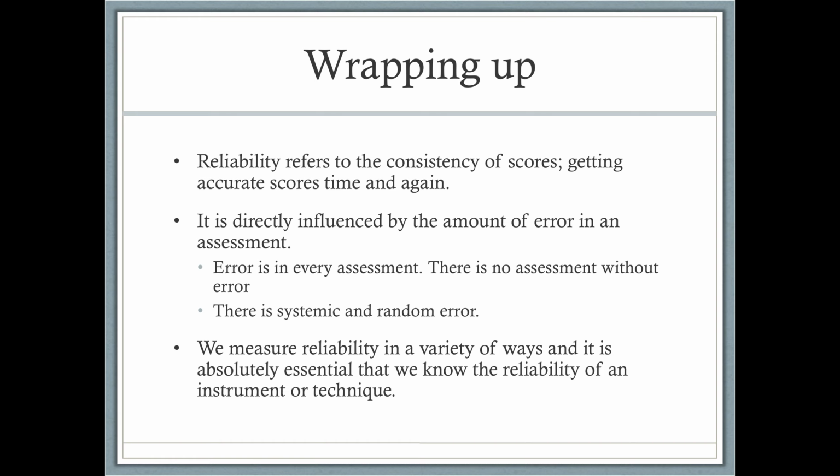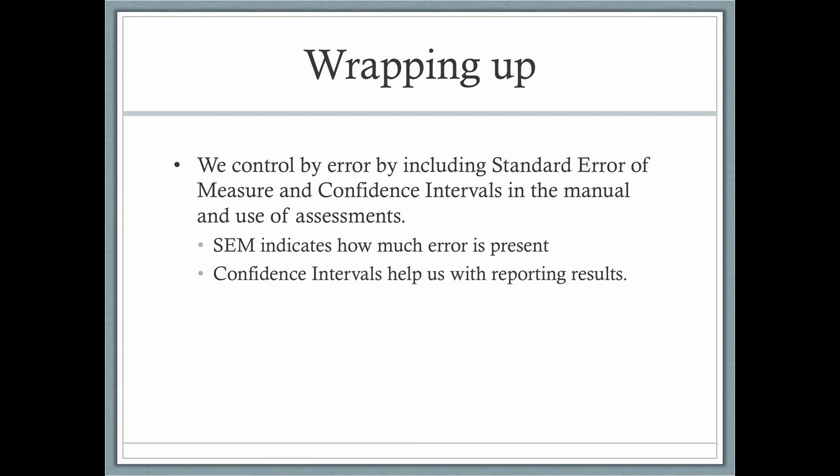So let's wrap up, and this is the big wrap up. Reliability refers to consistency of scores, getting accurate scores time and again. It is influenced by the amount of error in the assessment. Error comes in two varieties: systemic and random. I can control for systemic in some ways, but I cannot control for random error. We measure reliability in a variety of different ways, and that is reported in every instrument. 0.7 and higher is the acceptable cutoff. And we control for error by including the standard error of measure and confidence intervals.